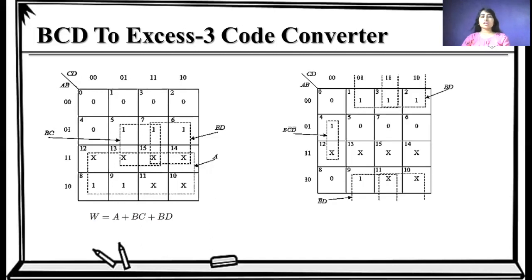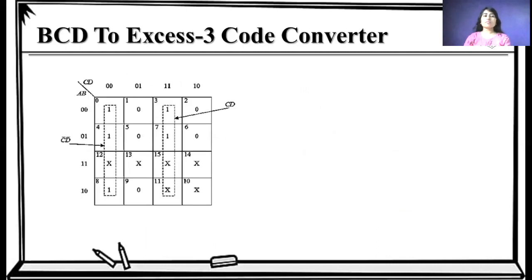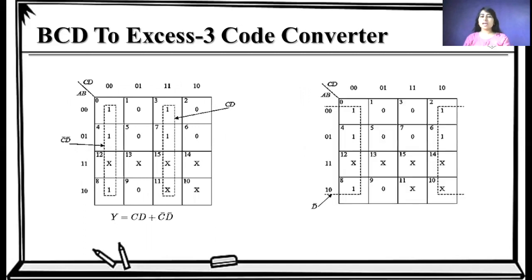Then the K-map for X in terms of A, B, C, D gives the equation X equals B dash C plus B dash D plus B C dash D dash. Here again the values are represented in a K-map in terms of A, B, C, D. Then from the K-map for Y, we have the equation CD plus C dash D dash. Then for Z, we have the equation D bar.